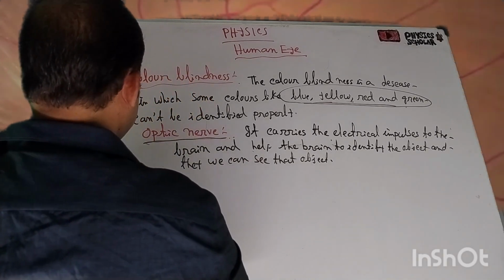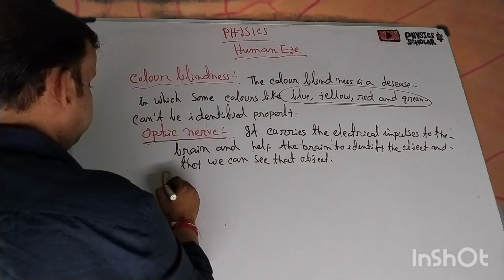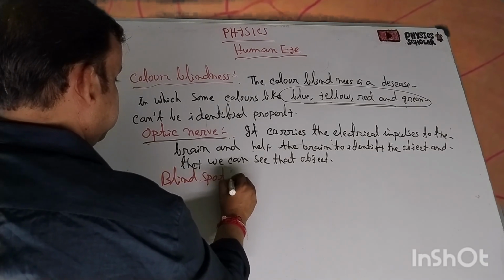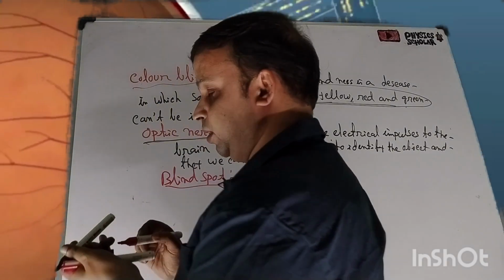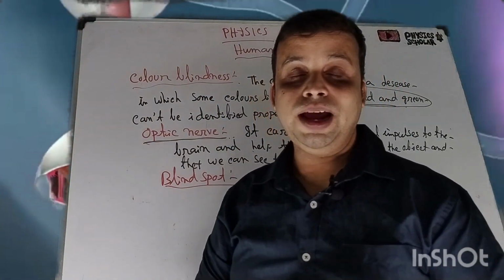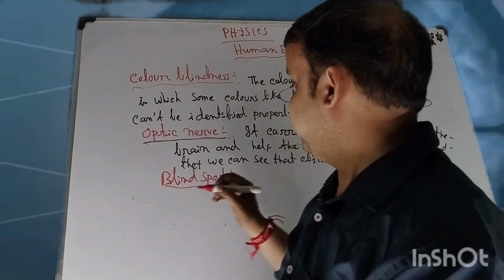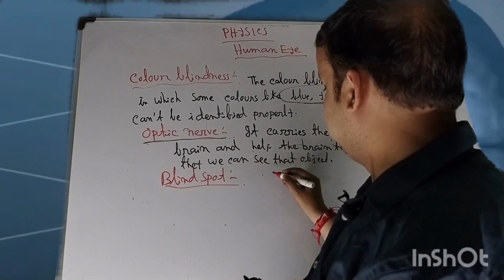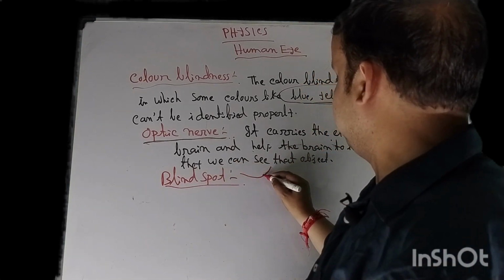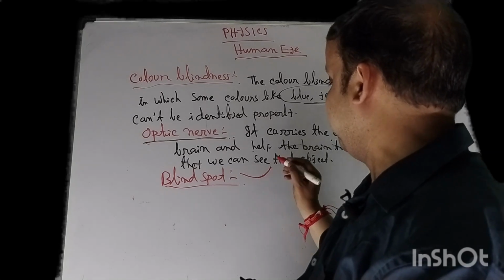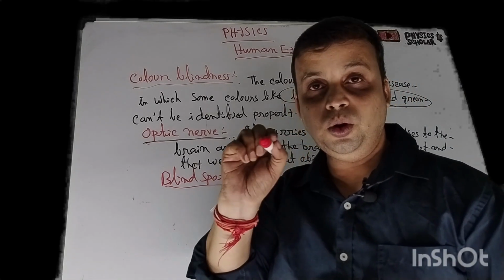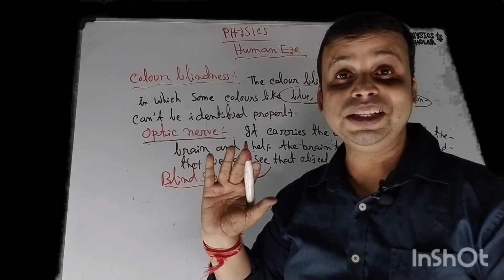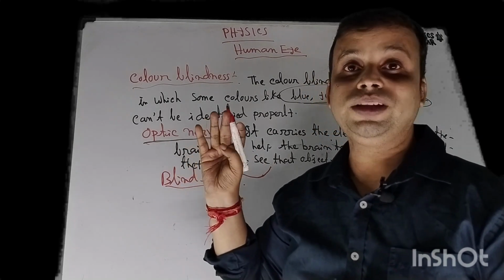Another point that comes many times in the exam is the blind spot. Clear? What is the blind spot? The blind spot means a very teeny hole-shaped spot on the retina where the optic nerve passes through the surface of the retina, where no photosensitive cells like rod cells or cone cells are present.